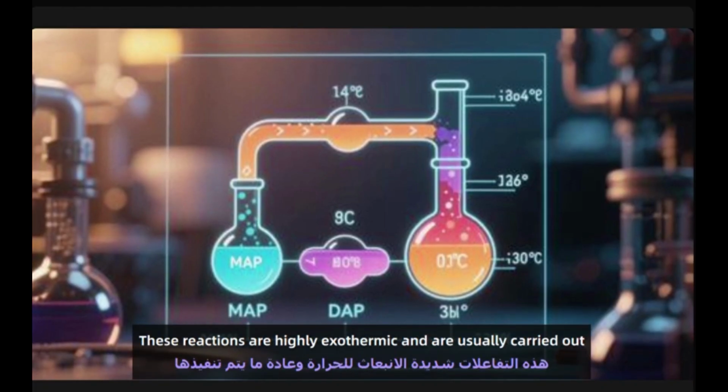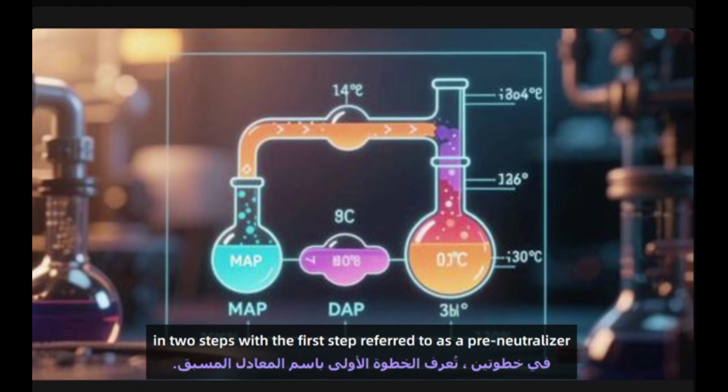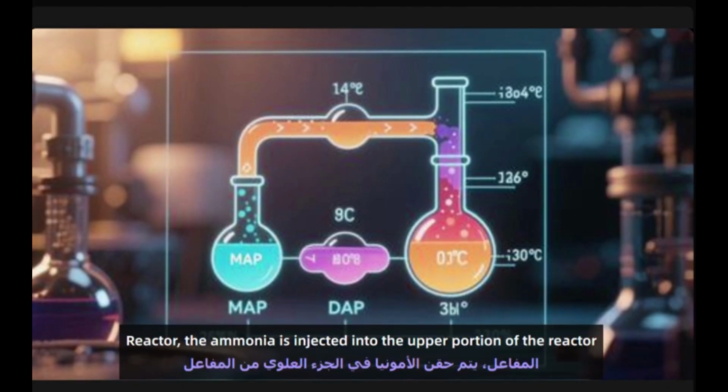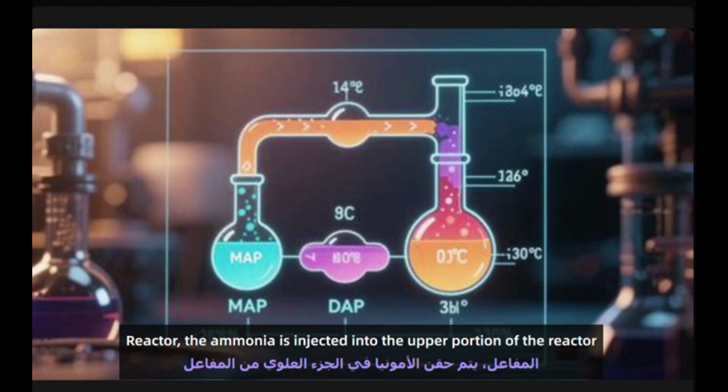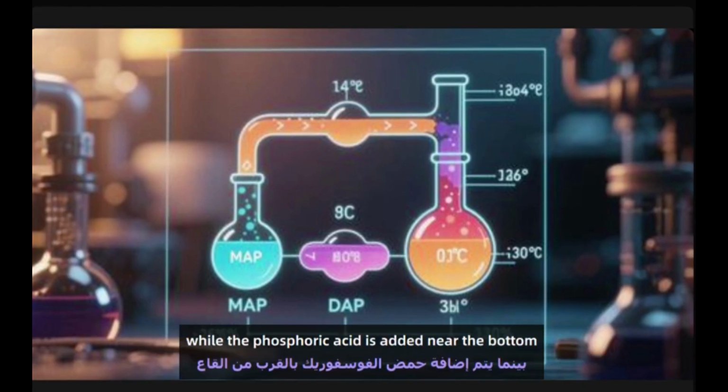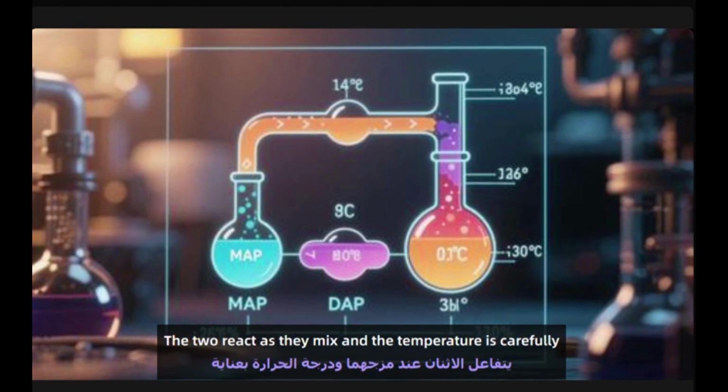These reactions are highly exothermic and are usually carried out in two steps, with the first step referred to as a pre-neutralizer or reactor. The ammonia is injected into the upper portion of the reactor, while the phosphoric acid is added near the bottom. The two react as a mix and the temperature is carefully controlled.